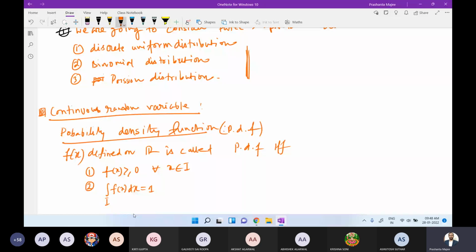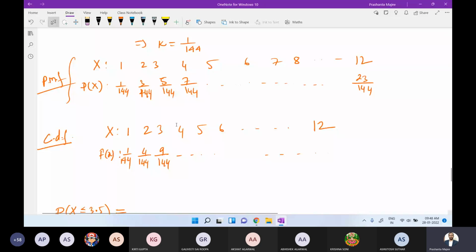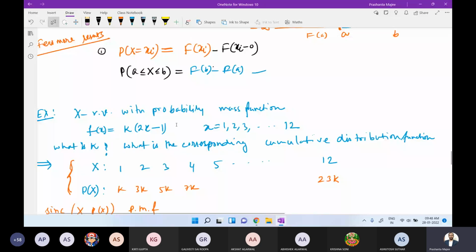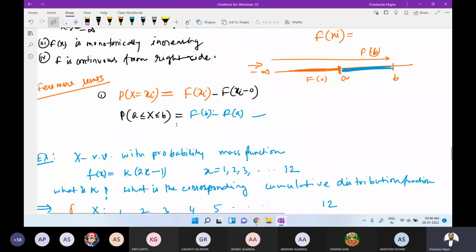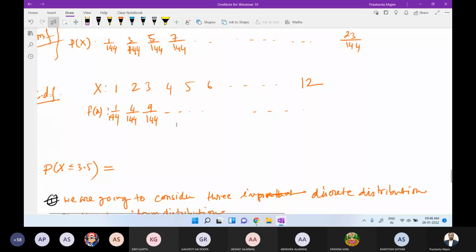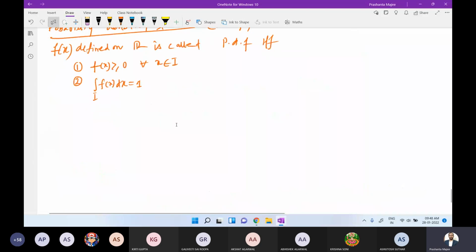So if you try to deduce a similar result to what we did in the case of a discrete random variable, can you tell me what will be the cumulative distribution function? First, this is the probability density function, so these two properties must be satisfied. Then the cumulative distribution function for a continuous random variable.